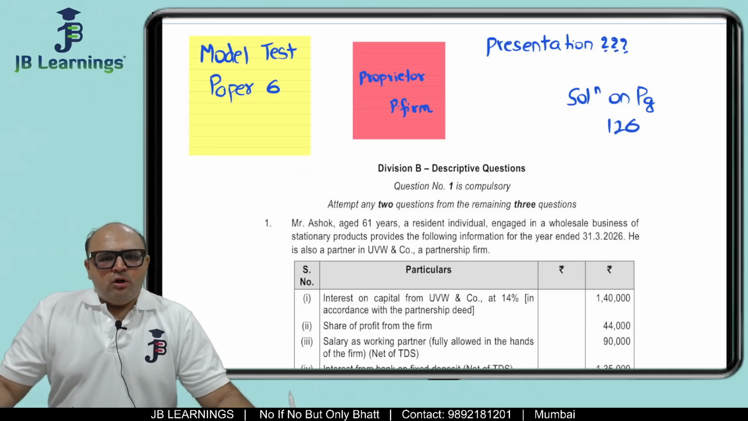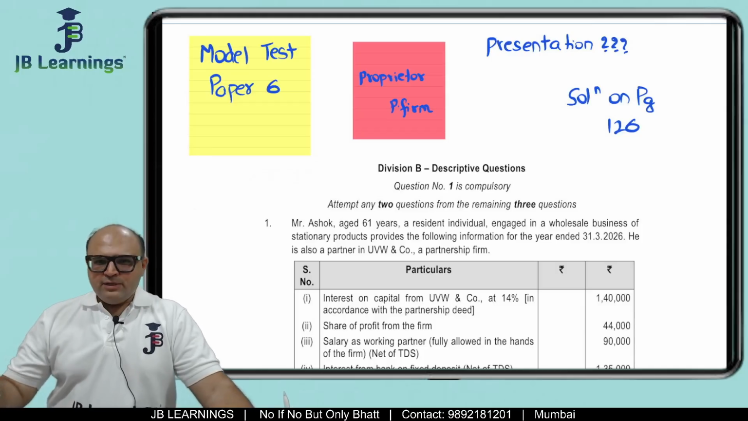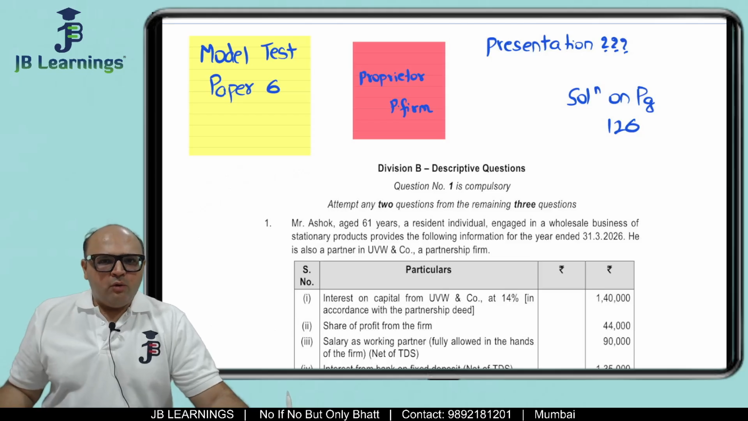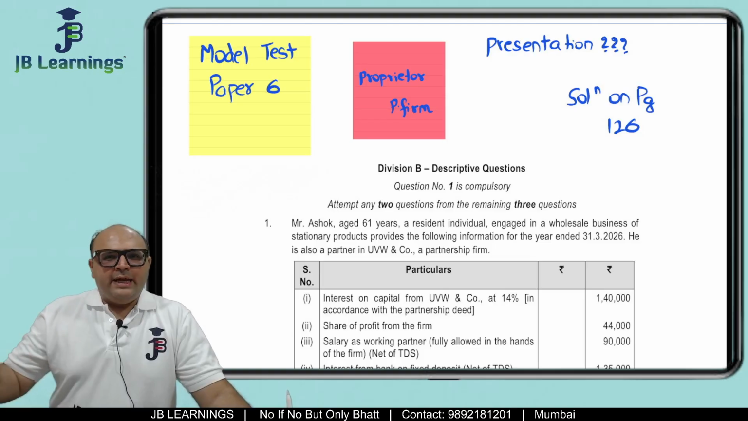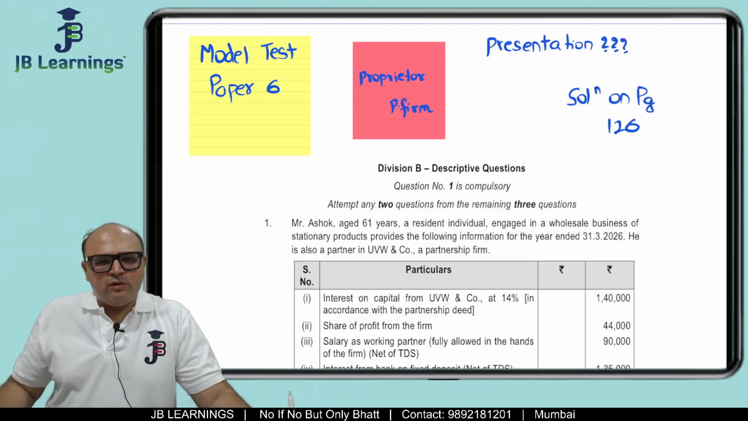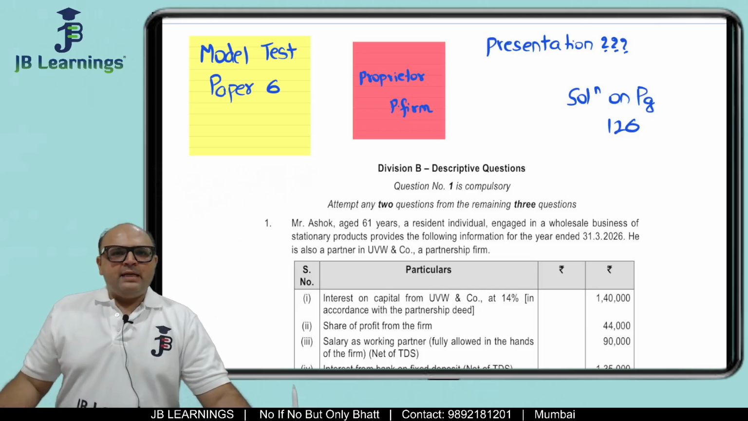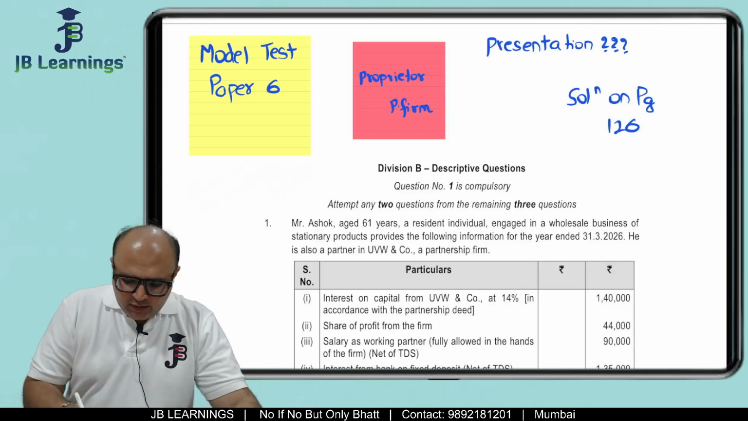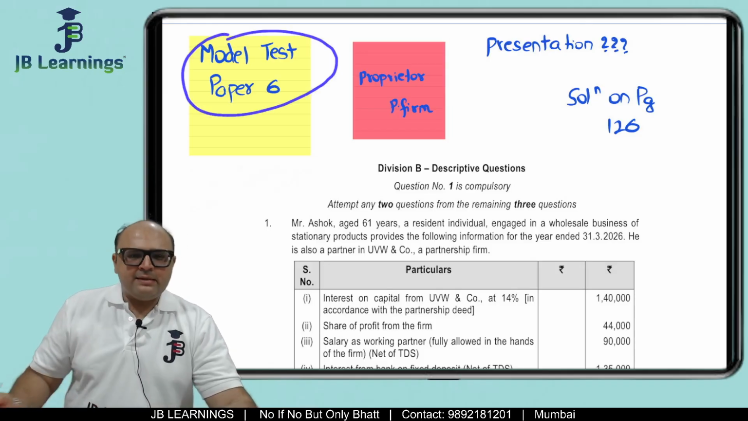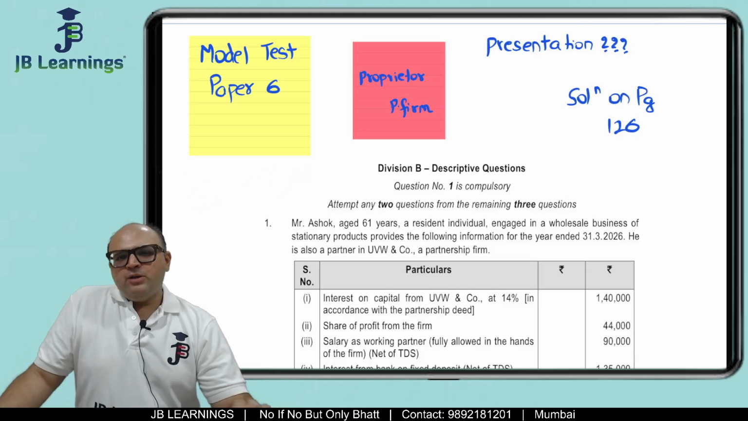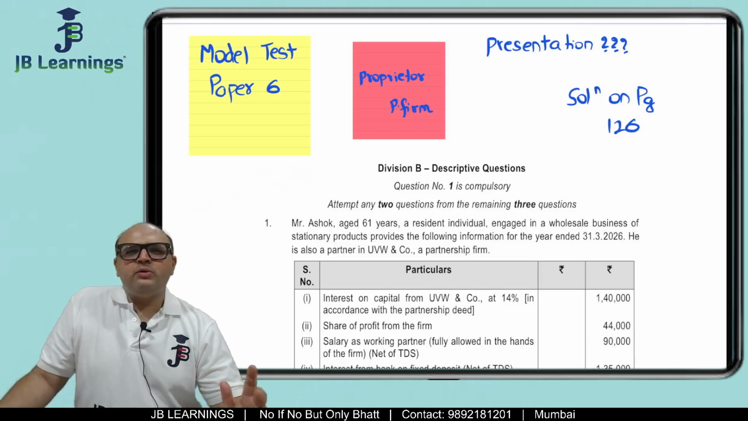Friends, in this video also I am going to solve one very special total income question with you all. Now friends, as you all know, I am not solving very repetitive adjustment type sums with you. I am solving very unique adjustments. So today the question which I have selected for solving the total income sum is from your model test paper 6. Now this is a very unique sum because of two reasons.